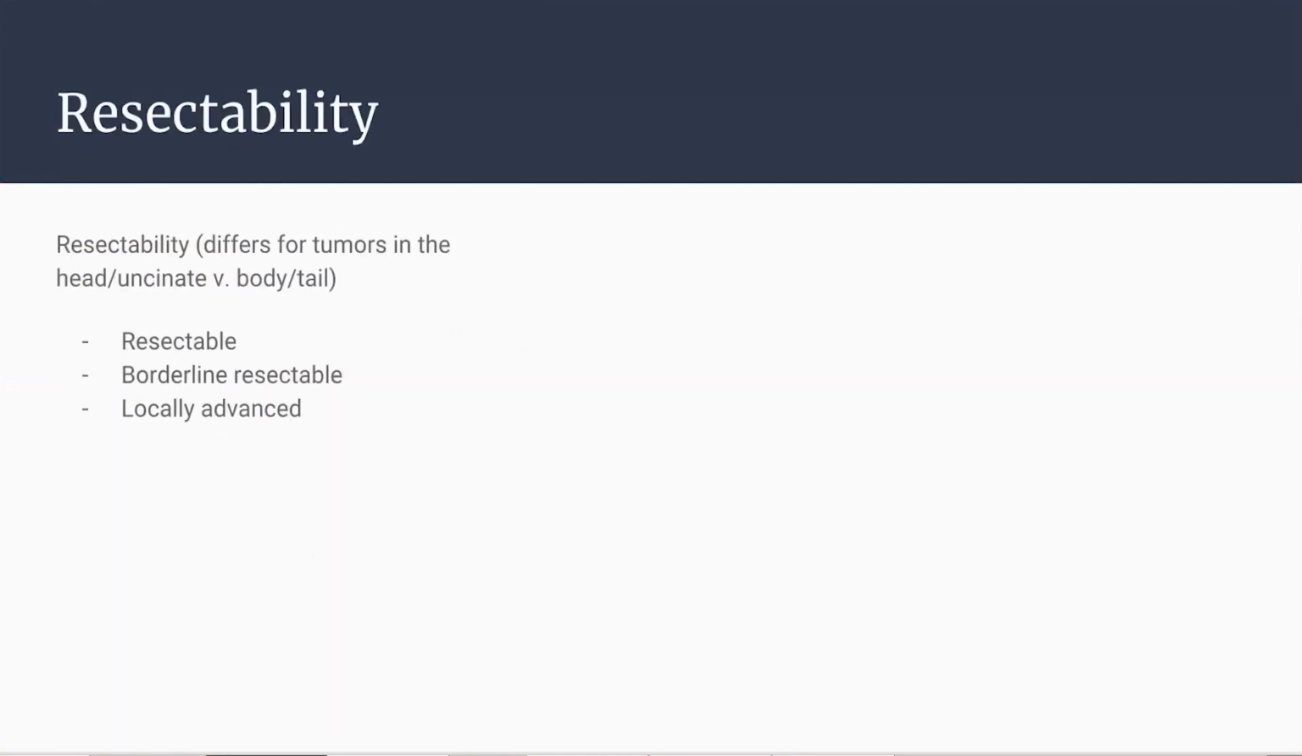So there are multiple guidelines defining resectable versus borderline resectable versus locally advanced tumors. This is part of the reason why a tumor board is very helpful. These multiple guidelines are generally the same, but they have some subtle differences. The ones that I'm going to discuss and the ones that we typically use are the NCCN guidelines.